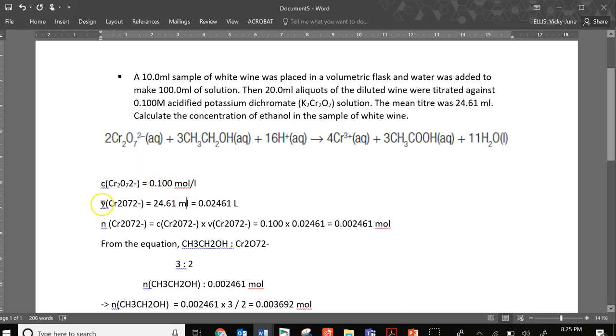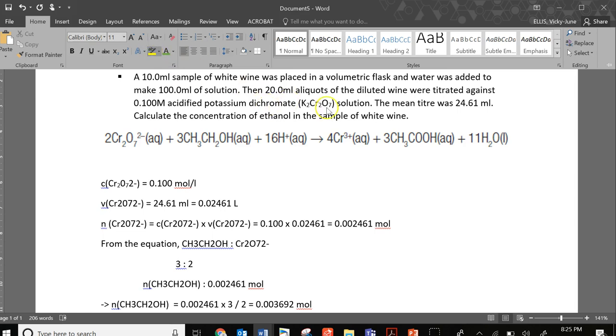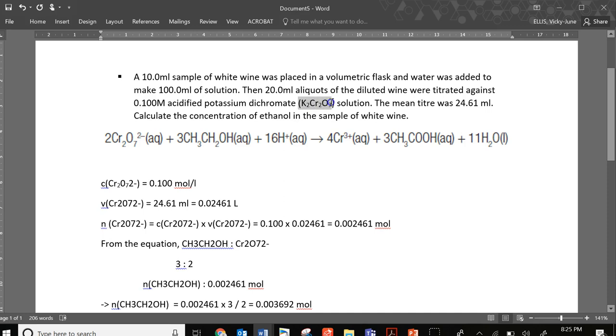We've also been told that the volume of the dichromate solution was 24.61. These two values come from the dichromate solution and the mean titer that we have here. That's where these two pieces of information come from, and there's our concentration there. They all come from that bit there.